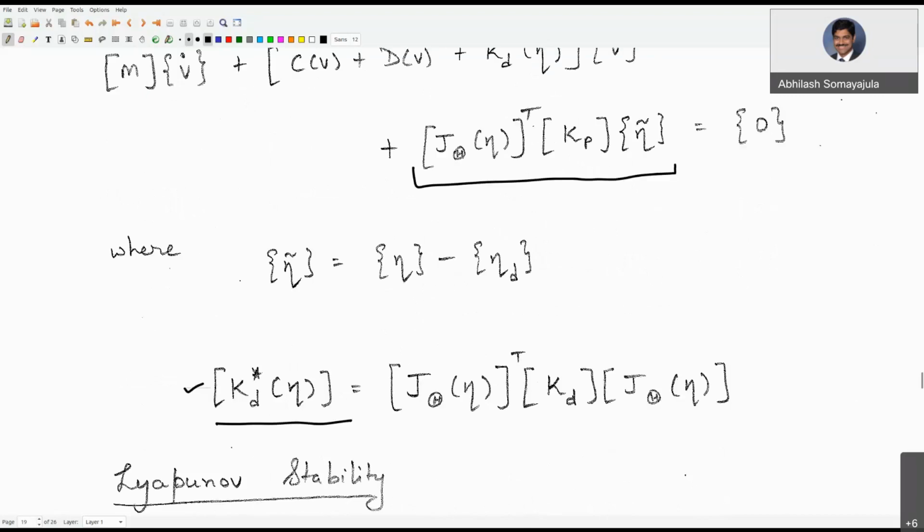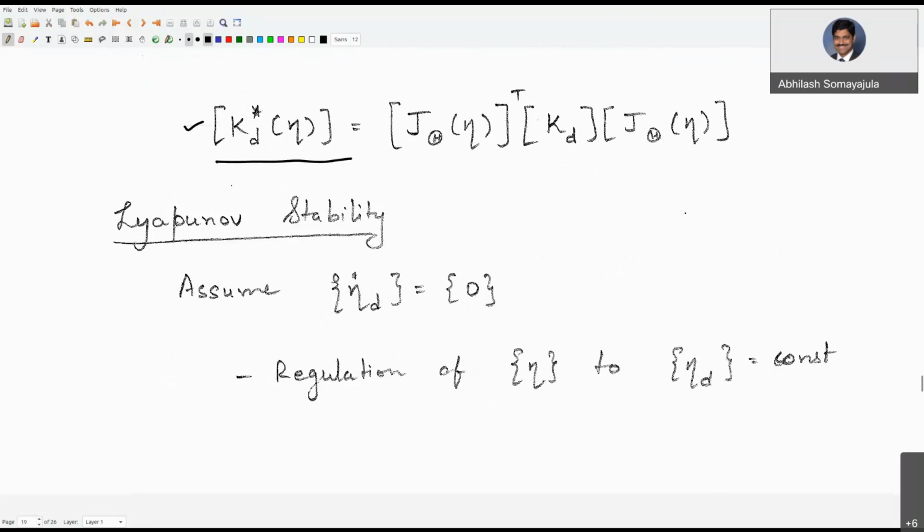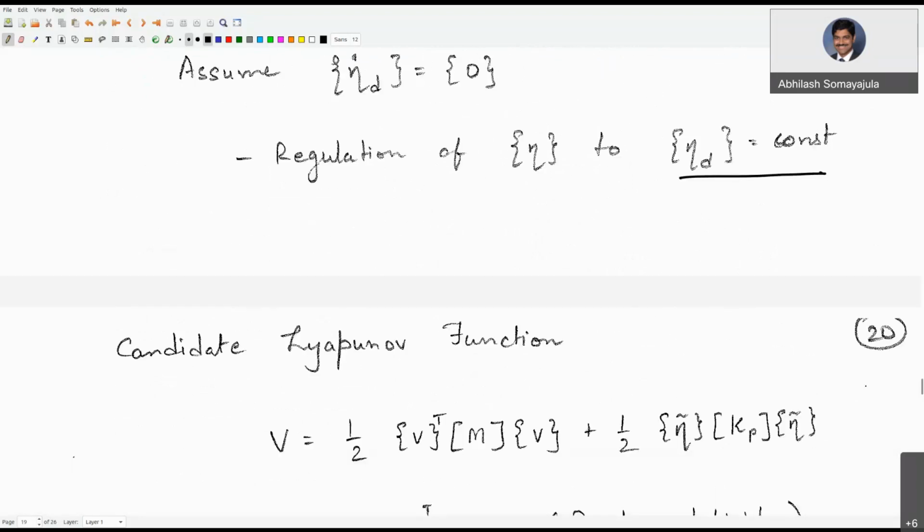The idea was to show that this system is Lyapunov stable. So we assume that for now we are looking at a regulation problem such that the desired trajectory's derivatives are equal to 0. So eta d is equal to constant, and we are trying to regulate our eta to tend to this constant value of eta d. So you can think of this as a so-called station keeping task, where I have given a specific position and orientation which the vehicle needs to maintain. And I just need to make sure that my position is there and I'm maintaining that orientation.